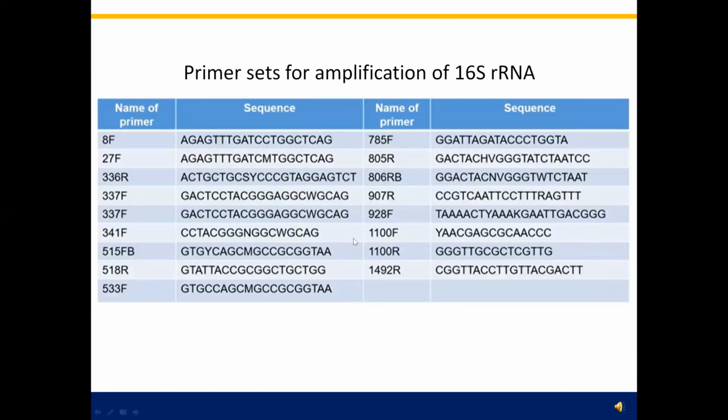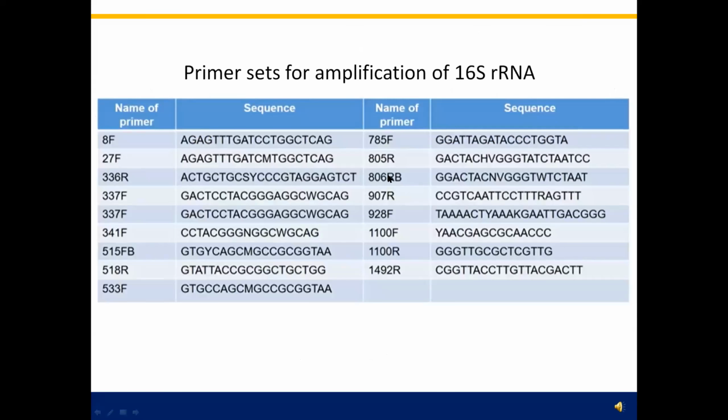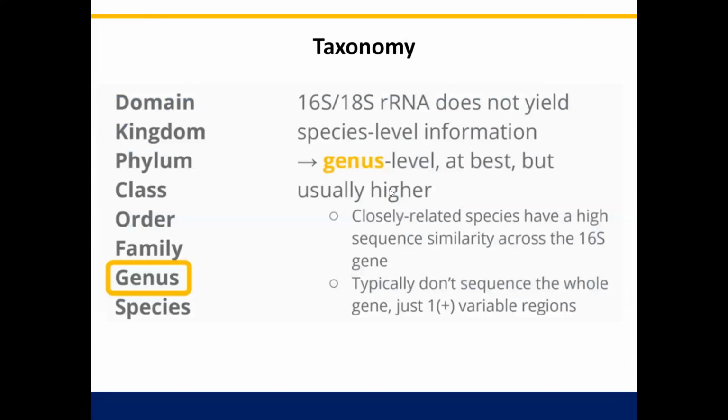Say, for example, if I want to specifically check the V3 to V4 regions, then we are going to use a primer 337F, and for the V4 region, 805R is the reverse primer. So these are the primers which we are going to use to amplify that specific set of regions.